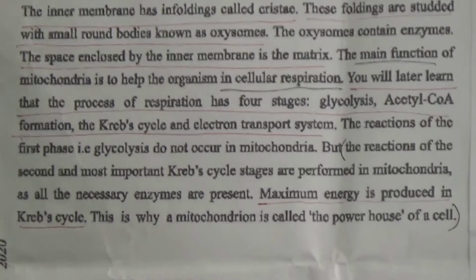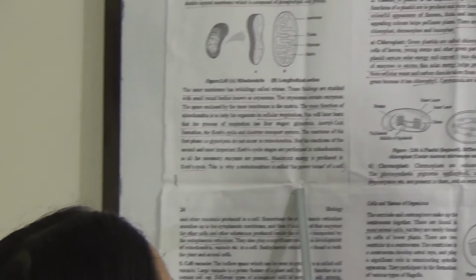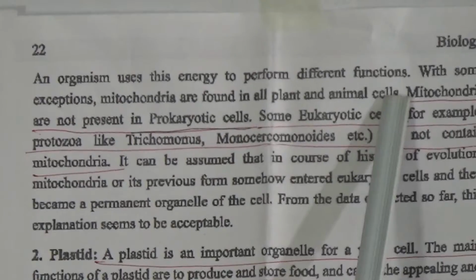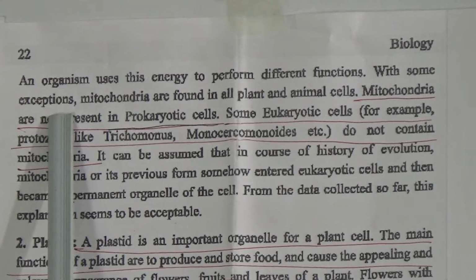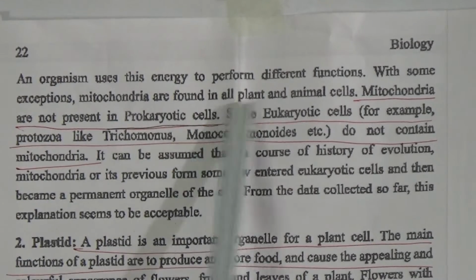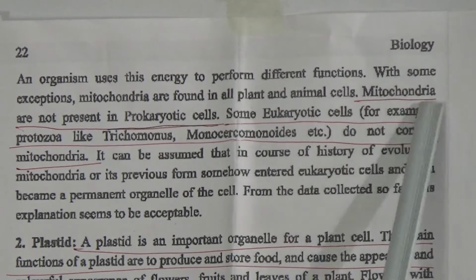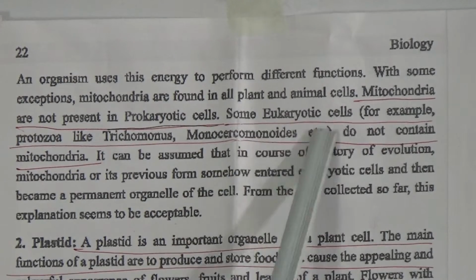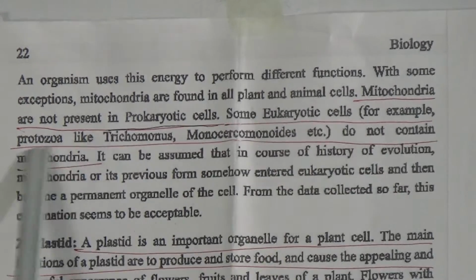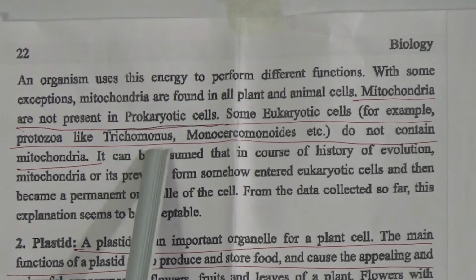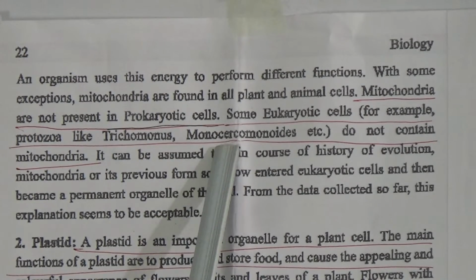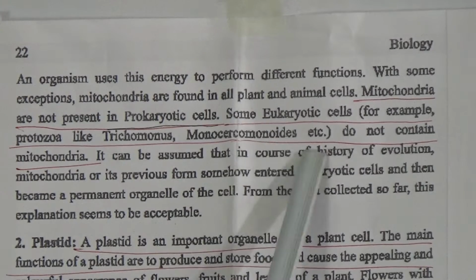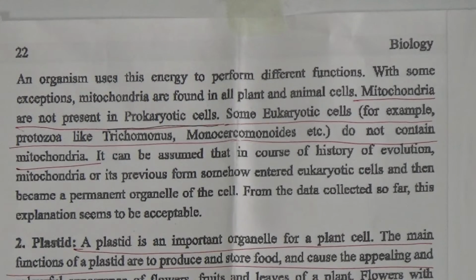So, we know that mitochondria is the powerhouse of a cell. Now, an organism uses this energy to perform different functions. With some exceptions, mitochondria are found in all plant and animal cells. Mitochondria are not present in the prokaryotic cell and some eukaryotic cells. For example, protozoa like Trichomonas, Monocercomonoides, etc. do not contain mitochondria.